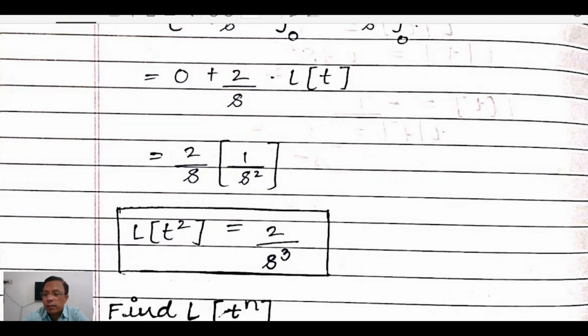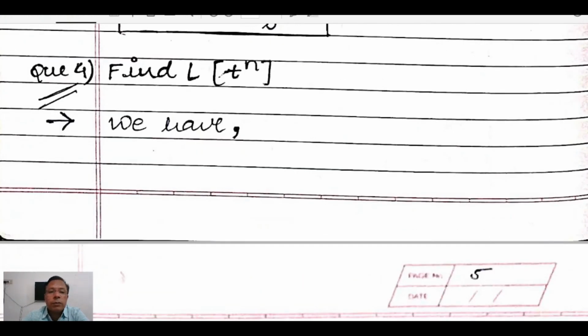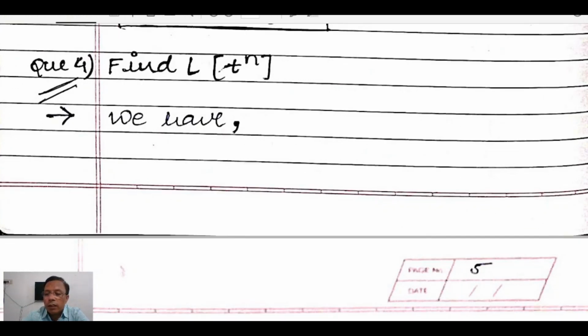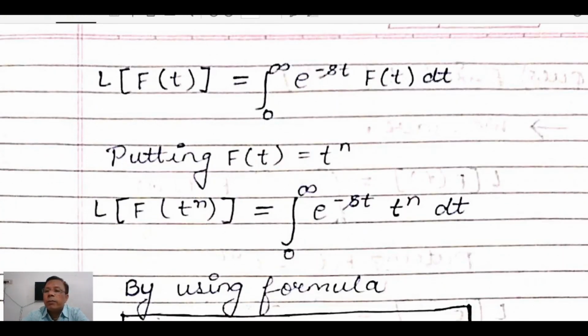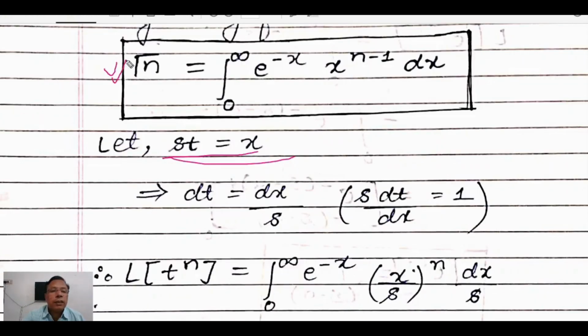So next question is find the Laplace transform of t power n. So we have, by definition of Laplace transform, Laplace of f(t) equal to integral 0 to infinity e power minus st into f(t) dt. Here f(t) equal to t power n. So Laplace of t power n equal to integral 0 to infinity e power minus st t power n dt. Now the definition of gamma function: gamma n equal to integral 0 to infinity e power minus x into x power n minus 1 into dx.